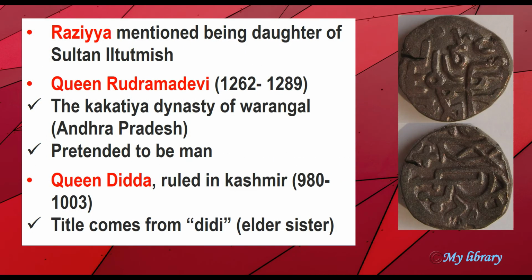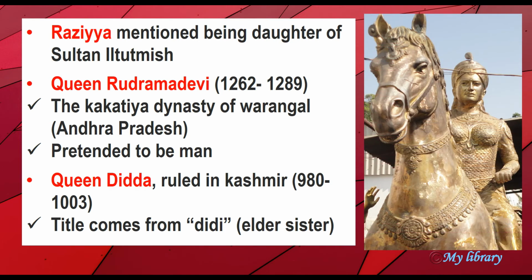On her inscriptions and coins, Razia mentioned that she was the daughter of Sultan Iltutmish. This was in contrast to Queen Rudramadevi of the Kakatiya dynasty of Warangal, part of modern Andhra Pradesh. Rudramadevi changed her name on her inscriptions and pretended she was a man. Another queen, Didda, ruled in Kashmir. Her title is interesting. It comes from Didi, or elder sister, an obviously affectionate term given to a loved ruler by her subjects. See, women rulers were treated or accepted differently in various dynasties.